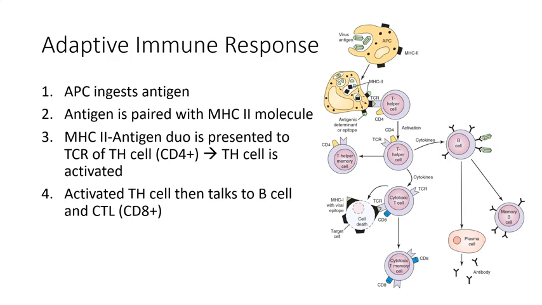So let's summarize this quickly. The 4 steps of the adaptive immune response are: 1, an antigen-presenting cell will ingest the antigen, process it, pair it with an MHC2 molecule, and then bring it to the surface and present it to the T cell receptor of a helper T cell. This activates the helper T cell. Once activated, the helper T cell then goes and talks to a B cell and to the CD8 cytotoxic T lymphocytes.